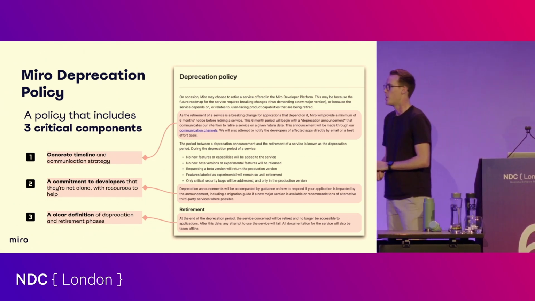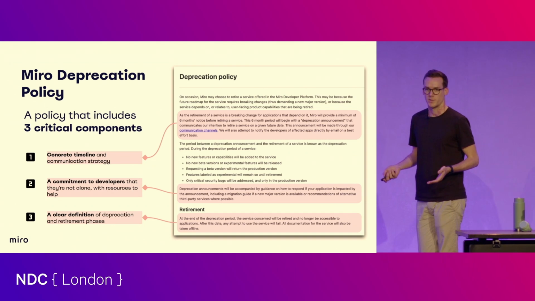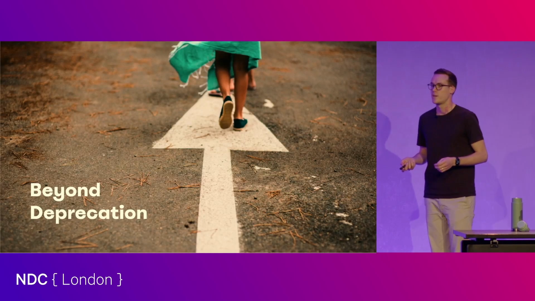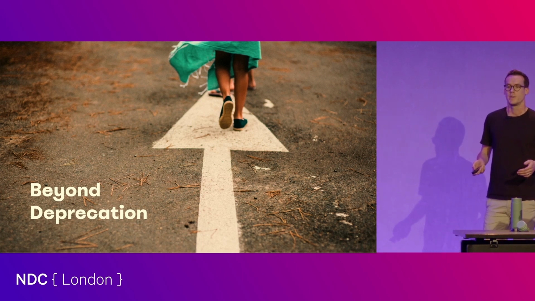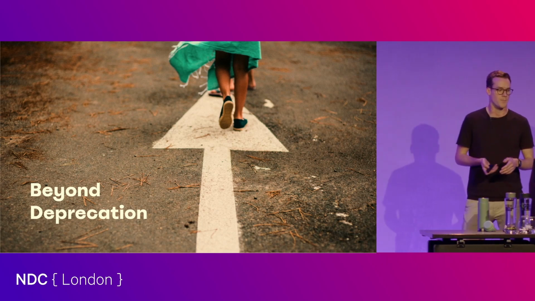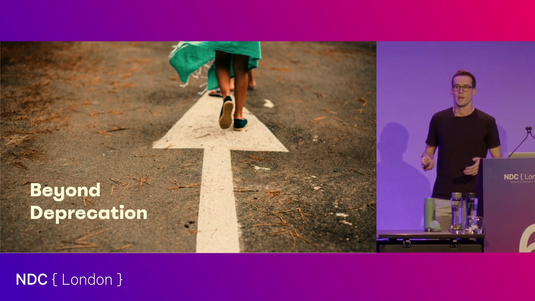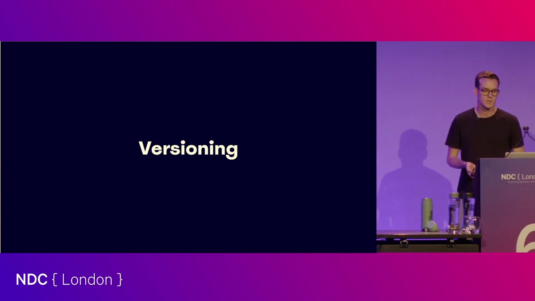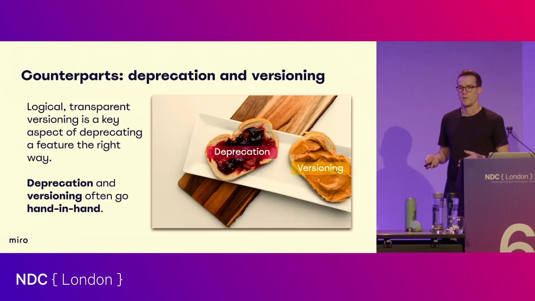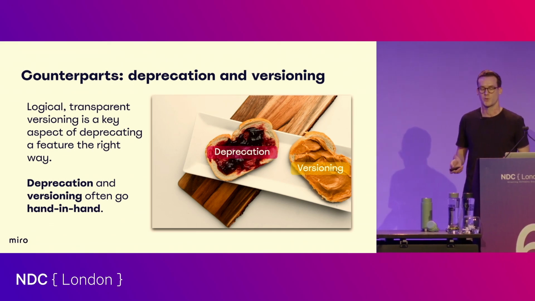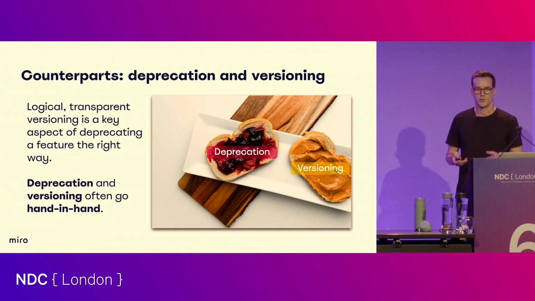But the buck does not stop here with a good deprecation policy. In fact, deprecating a feature the right way means looking at it really holistically and building in certain practices into your product lifecycle from the get-go. It's really heavily reliant on other processes in your software development, like versioning, for instance. So when talking about how to deprecate a feature the right way, you want to take that holistic view and understand just how intertwined deprecation and versioning strategies should be.